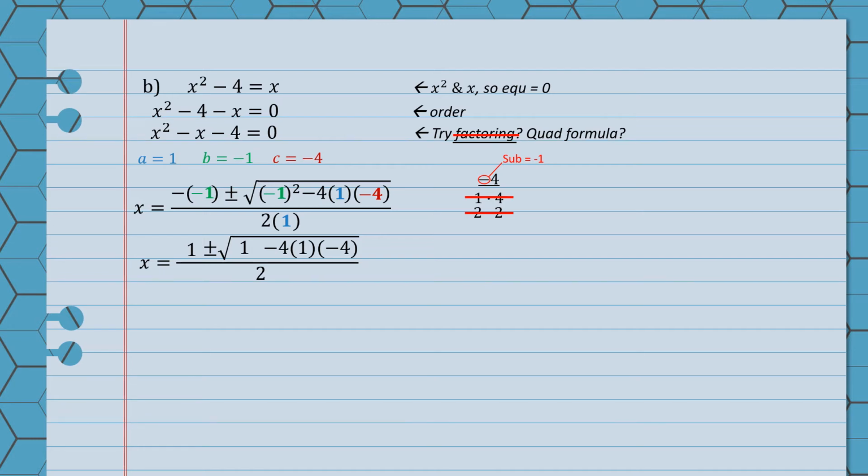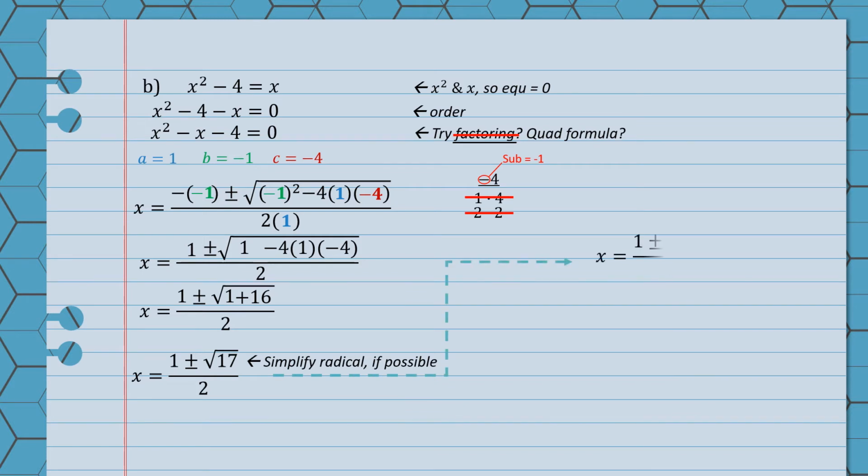Now, we still have more operations under the radical, so according to GEMS, we need to take care of the multiplication next. Negative 4 times 1 times negative 4 is a positive 16. Now, the last operation under the radical is to do addition. 1 plus 16 gives us 17 under the radical. Since we've simplified under the radical, now we want to see if we can simplify the radical itself. Can 17 factor? No. Which means we are stuck at 1 plus or minus square root 17 over 2.